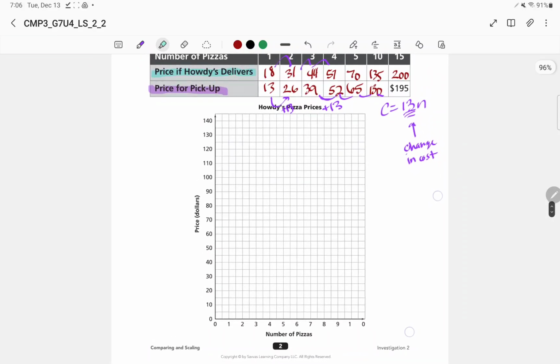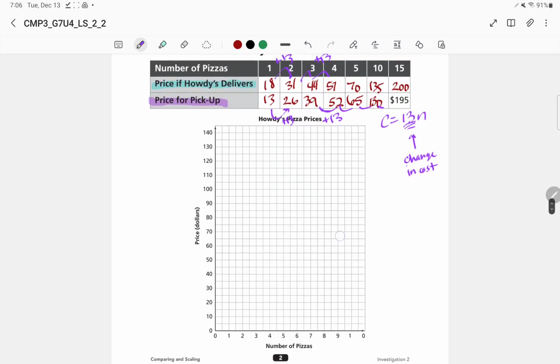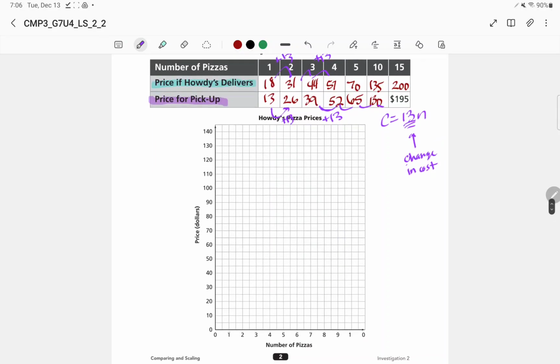If you need help getting started, I'm going to grab the purple and do the price for pickup. If you pick it up, because if you order 1 pizza, it costs $13. So over here at 1 pizza, I'm going to go up to 13 and put a point. For 2, it costs 26, so I'm going to put a point there. So go ahead and do this on your own for both the price for pickup and if Howdy delivers.